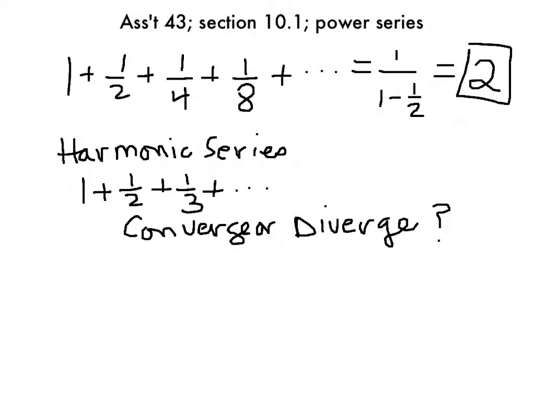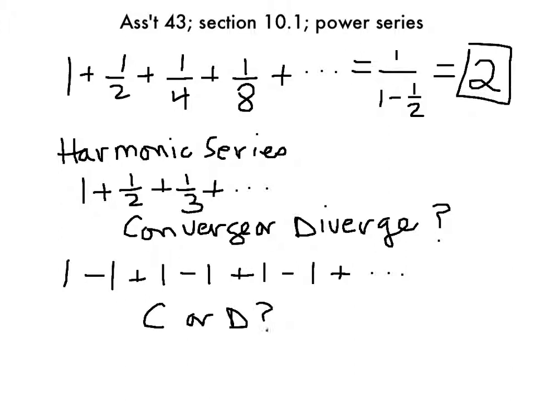And how about this series? 1 minus 1 plus 1 minus 1 plus 1 minus 1, and so on. Does it converge or diverge? One of the things you might be tempted to do is say, okay, well, this chunk is 0, this chunk is 0, this chunk is 0, so the whole thing is 0. And we'll see soon that that might not be the best way to look at it.